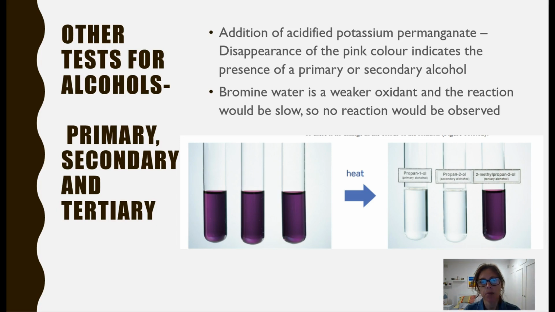Now, our primary will oxidize to an aldehyde. If there is excess of our permanganate, it will further oxidize to carboxylic acid. With our secondary, it will oxidize to a ketone, but our tertiary won't oxidize at all.